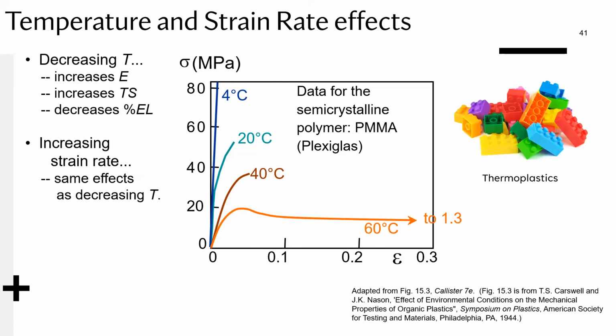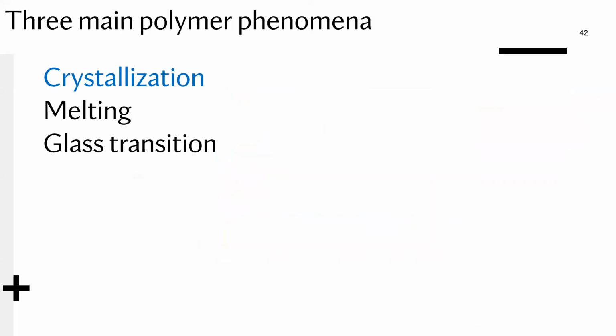So this isn't the major focus for today's lecture. Today, we're going to look at the effect of temperature, but from a different viewpoint. So just to really start from the foundations, we have three main phenomena that happen in polymers. The first is crystallization, which you're already familiar with.